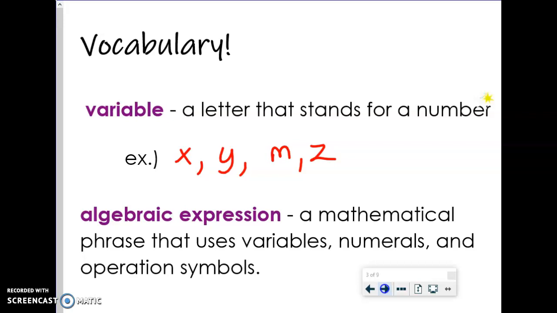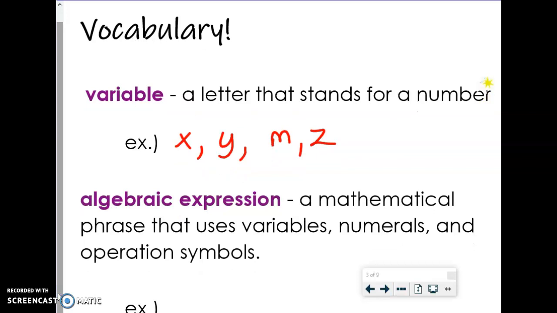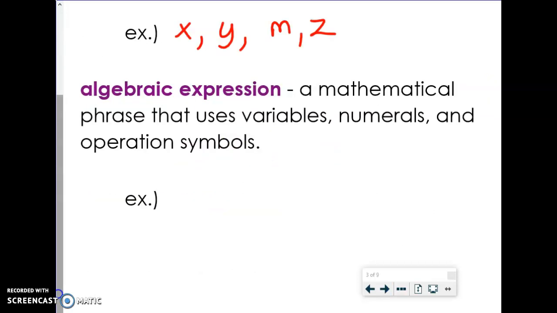So, an algebraic expression is going to use a combination of those things. For example, we might have something like 2x. That's an expression. It's actually multiplying 2 times x. Even though we don't have a symbol in the middle there, when you smush two things together, that's multiplying.